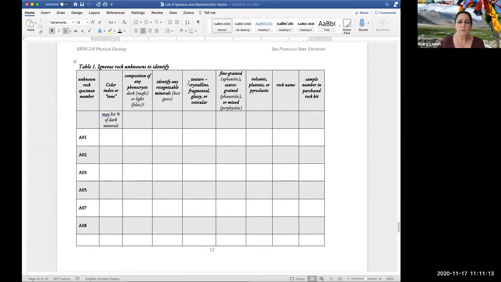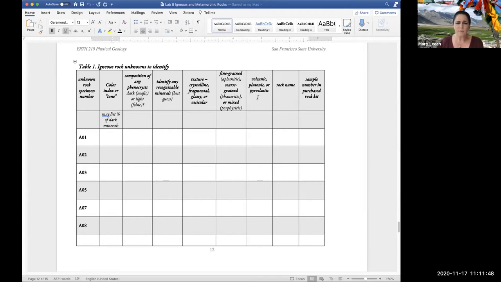Okay, crystalline or fragmental, glassy, vesicular. We talked about those textures, right? Oftentimes glassy and vesicular go together, like with the pumice. So don't be afraid to put down a couple terms if they apply. Is it aphanitic, phaneritic, or porphyritic? If your rock is glassy, these terms really don't apply because this talks about the crystallinity. This is telling you about the size of the crystals, and glassy rocks don't have crystals.